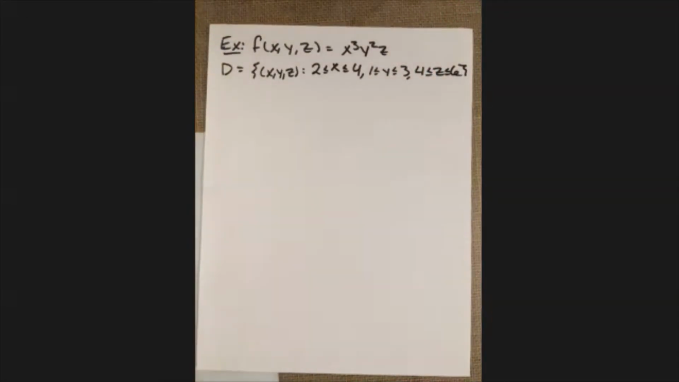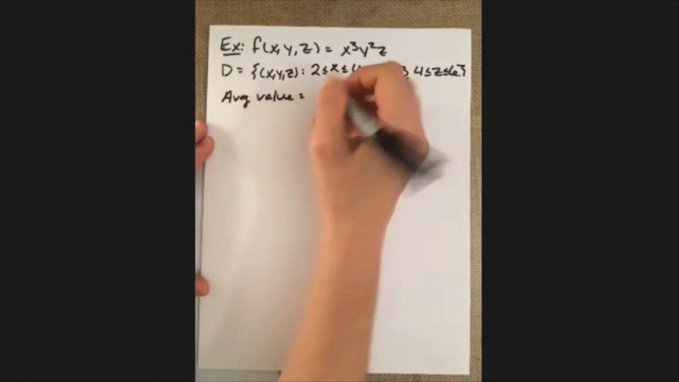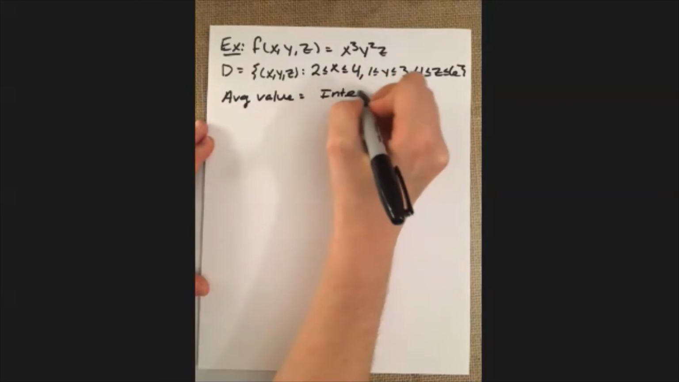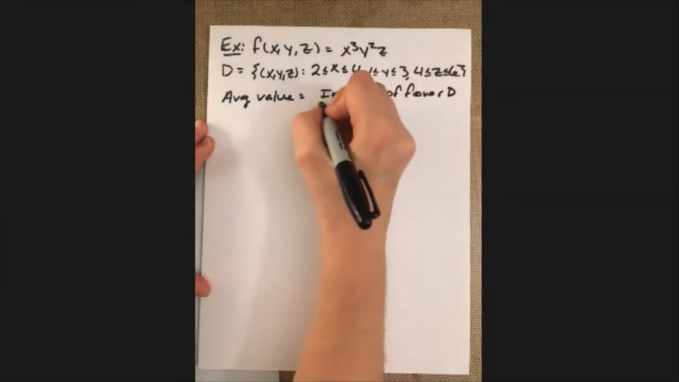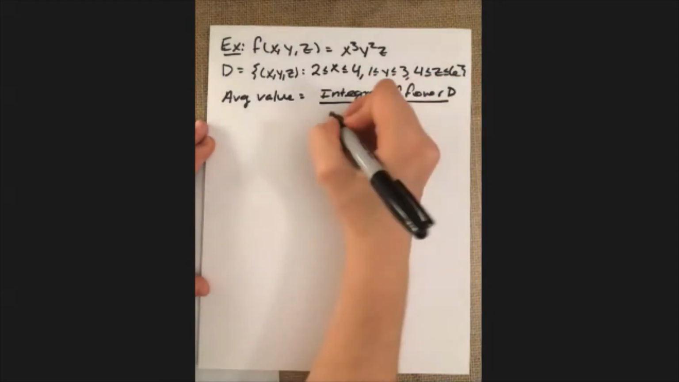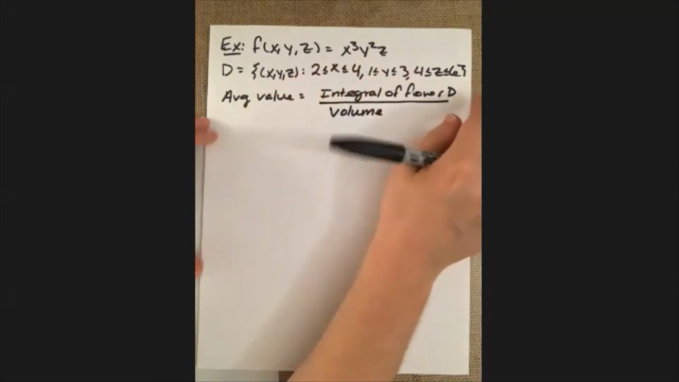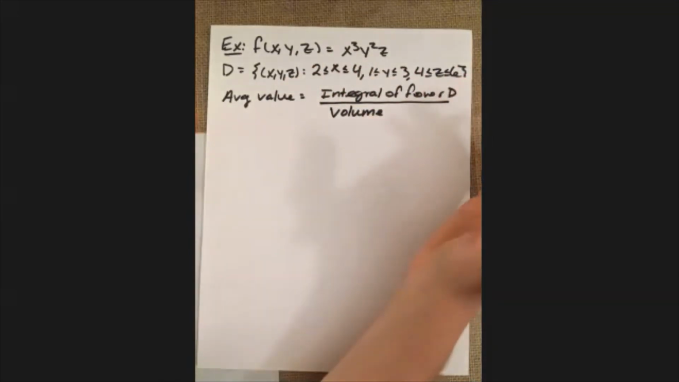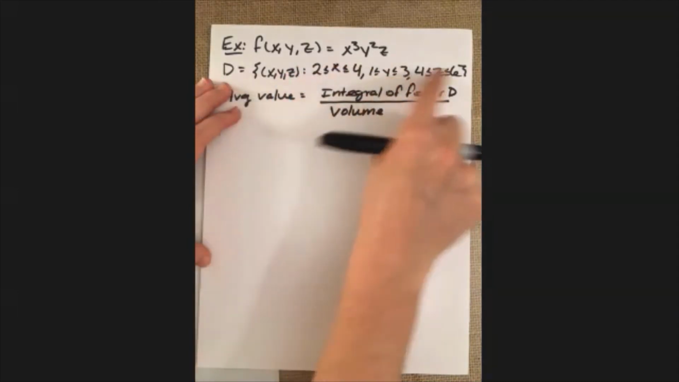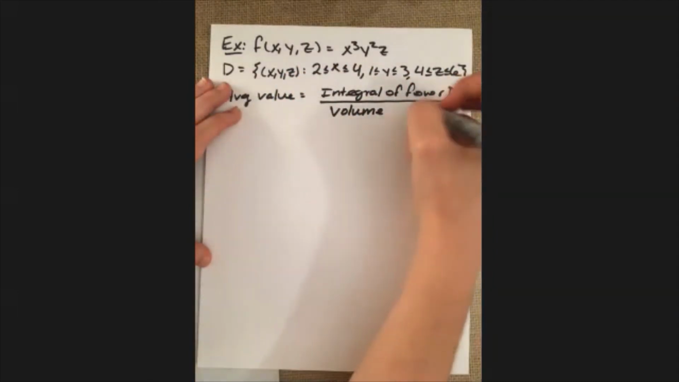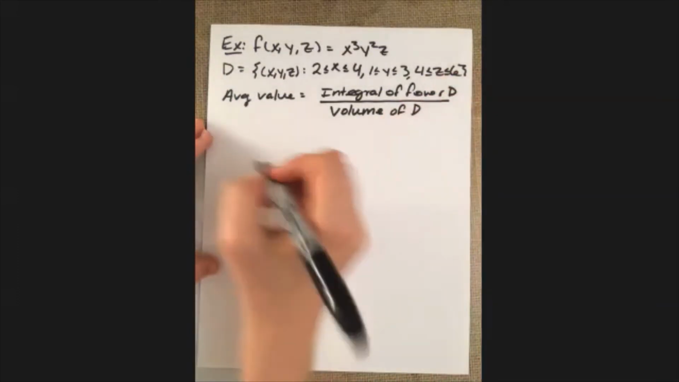Okay, great. Again, the average value is equal to the integral of f over D, and then that's going to be divided by the volume in this case, because it's a cube, or a rectangular prism if you will, with sides 2 by 2 by 2. Oh, I guess it is a cube. Okay, volume of D.